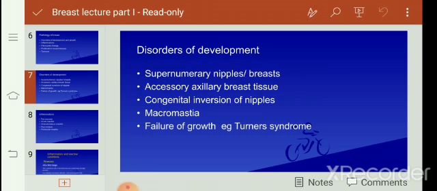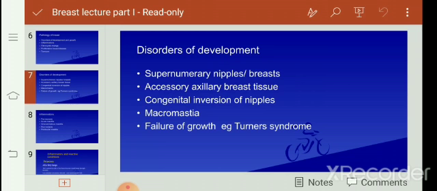In this, the first category is supramammary nipple or breast. This results from persistence of epidermal thickening along the milk line. This extends from the axilla to the perineum. Axillary breast tissue can occur anywhere along it. This results from remaining breast tissue in the axillary fold. In the adult breast, we can detect breast tissue in the axillary fold.